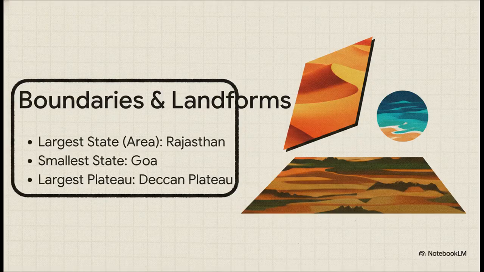Now for the land masses. Rajasthan, home to that sun-baked Thar Desert, takes the prize for the largest state by total area. On the complete flip side of the spectrum, little coastal Goa is the smallest. And for landforms, the ancient, mineral-packed Deccan Plateau is undisputably the largest plateau in the country.